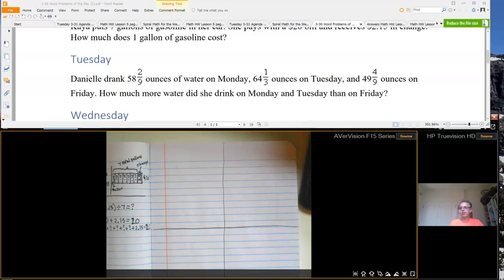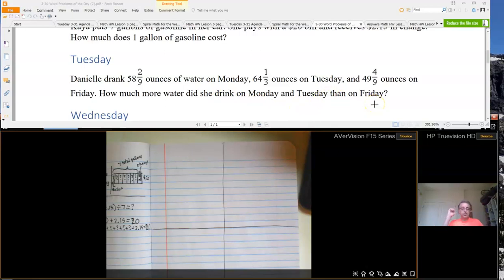First of all, we also want to read our word problem, so I'm going to read that right now. Danielle drank 58 and 2/9 ounces of water on Monday, 64 and 1/3 ounces on Tuesday, and 49 and 4/9 ounces on Friday. How much more water did she drink on Monday and Tuesday than on Friday?